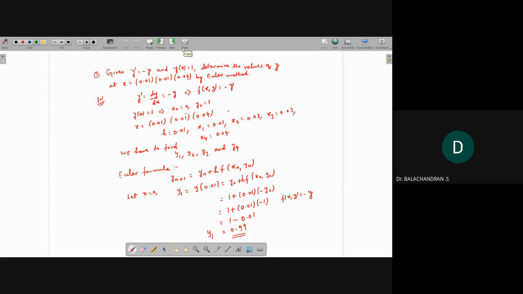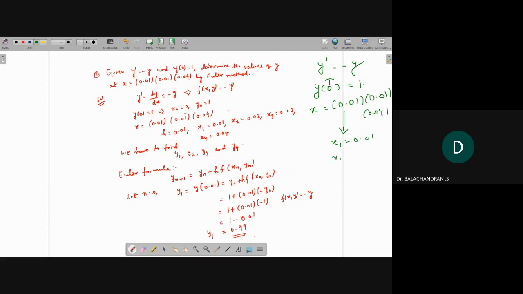So this is the first problem. y dash is equal to minus y. The problem is dy by dx equal to minus y, and y of 0 equal to 1. Determine the values of y at x equal to 0.01 and again 0.01, and next 0.04. This is the starting value, x naught, and this is y naught. Hence x1 is 0.01, and the second one, h, is also 0.01.